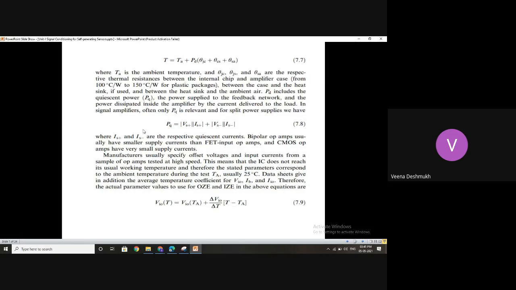Now I would like to discuss a little more on this drift. So this drift part I will discuss in the next class: the temperature compensation and drift.